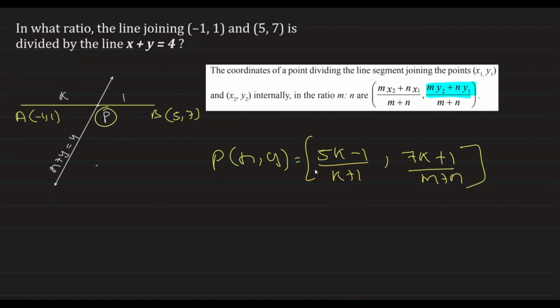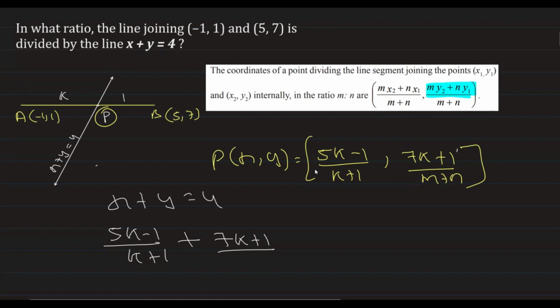Right. So we got the coordinate of P. Now you can observe here that P lies on this line also, so it will satisfy this equation. That means I can replace this x with this and this y with its y coordinate, and this will give us the value of k, and that is the required ratio. So let's do this. This is x plus y is equal to 4. Replacing x with this, that is 5k minus 1 over k plus 1, plus y, which is from here, that is 7k plus 1 over k plus 1.